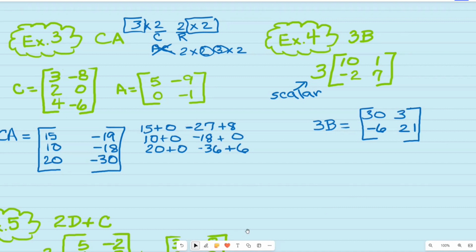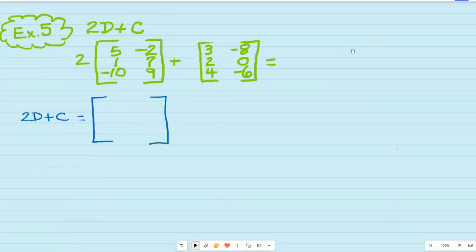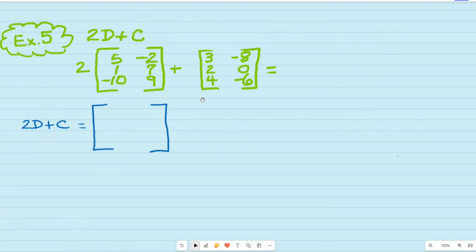And then the last example is going to be a combination of multiplying by a scalar, which is this number on the outside, times only this matrix, and then taking that answer and adding it to this matrix. So 2 times D, and then add it to matrix C. So 2 times 5 is 10. I'm just going to write it over here. Then take 10 and add it to 3. I'm still in the same position, row 1, column 1. I just had to multiply this one by the scalar. And so that's 13.